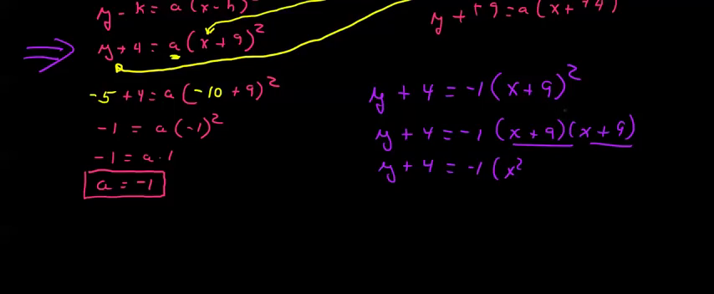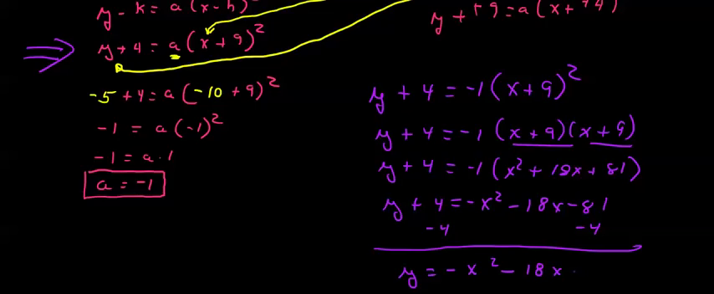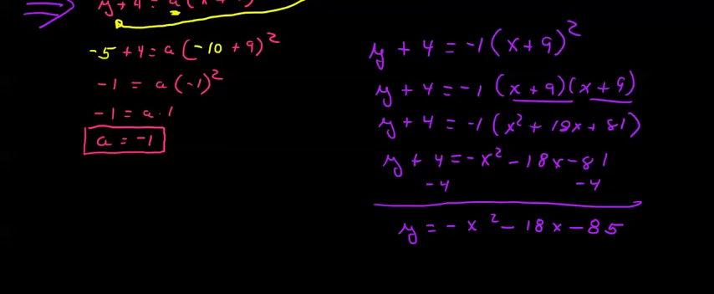x squared, 9x and 9x, 18x, plus 81. Or y plus 4 equals -x squared minus 18x minus 81. Subtract 4. We're almost done. Y is equal to -x squared minus 18x minus 85. And that's it. That's all there is to it.